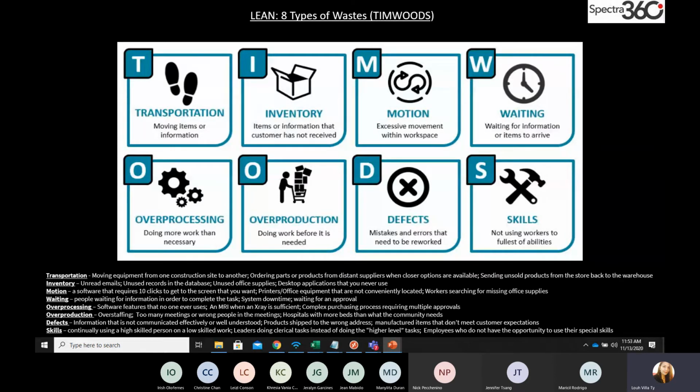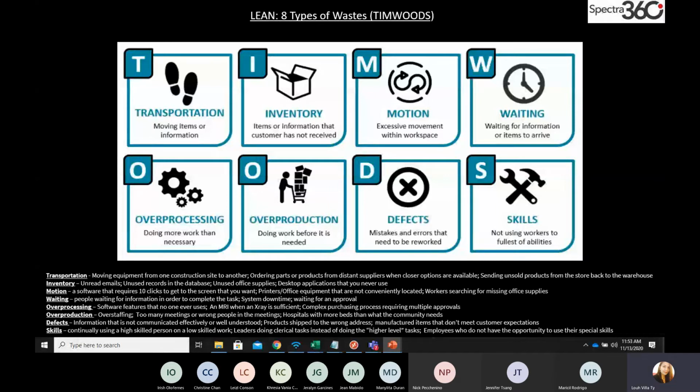The next one would be overproduction. It means doing work before it is needed. Examples would be overstaffing or too many meetings or maybe the wrong people in the meetings. And for a hospital setting, it could be hospitals with more beds than what the community needs.